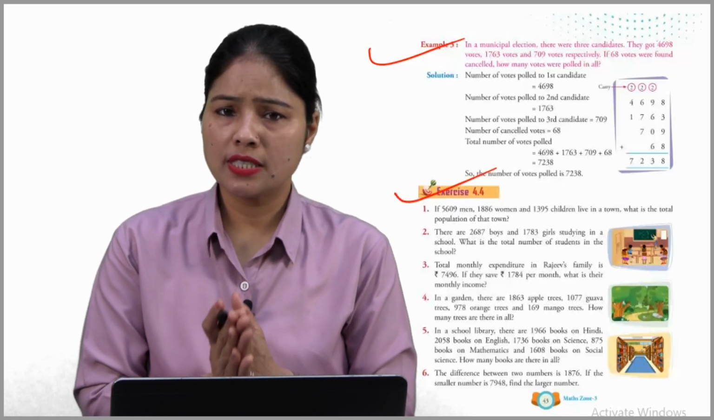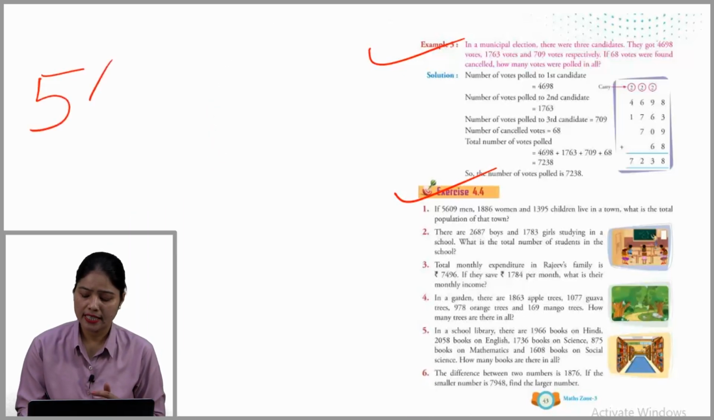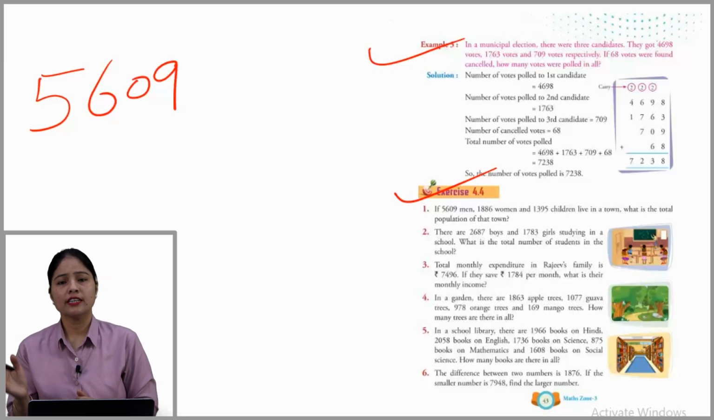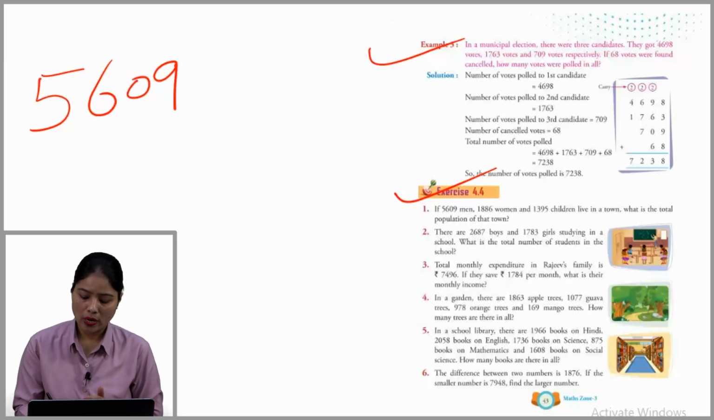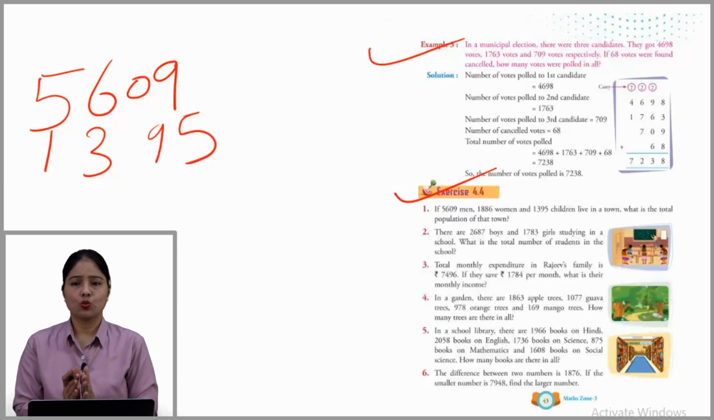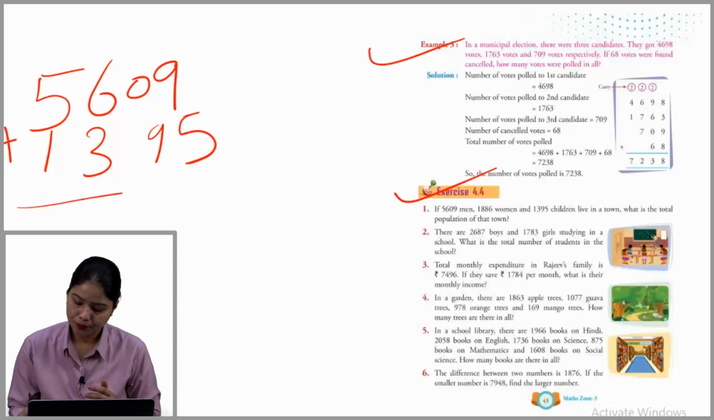If 5609 men and 1395 children live in a town, what is the total population? This is clearly an addition sum. So add both the values.